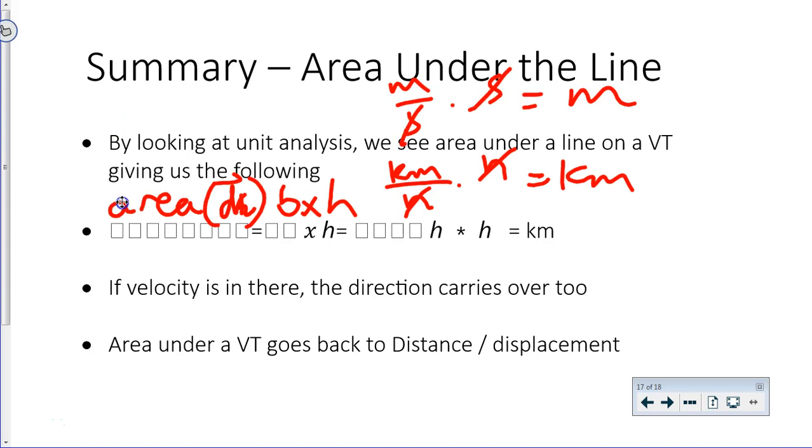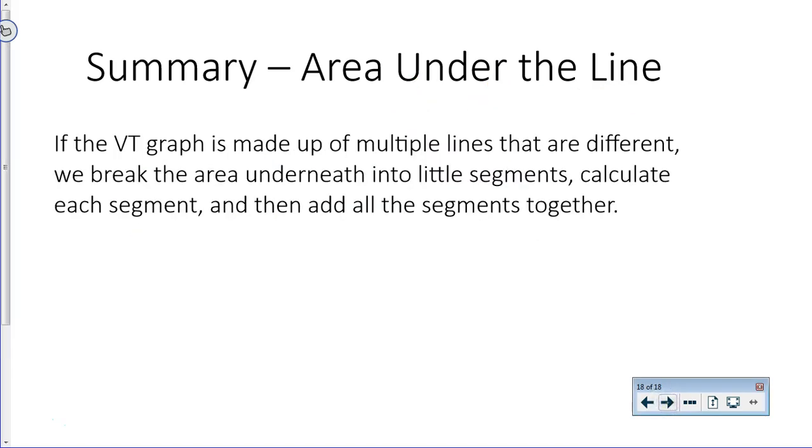The area under the VT graph goes back to distance and displacement. Speed gives you distance. Velocity gives you displacement. Just watch the directions. If the VT graph is made up of multiple lines that are different, we break that area underneath into little segments and we calculate each segment like we showed you. And then we just add them all together. We all know how to add. We're all good. And it doesn't matter if they're positive or negative. Add them all together. Done, done, done. That's all.